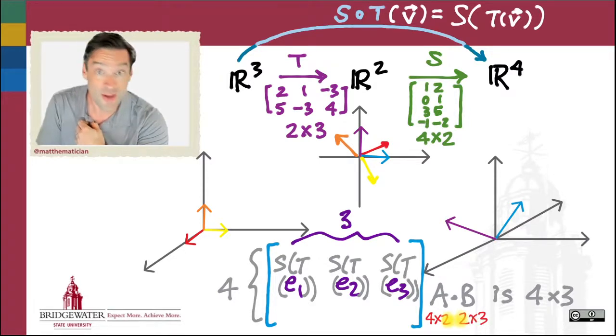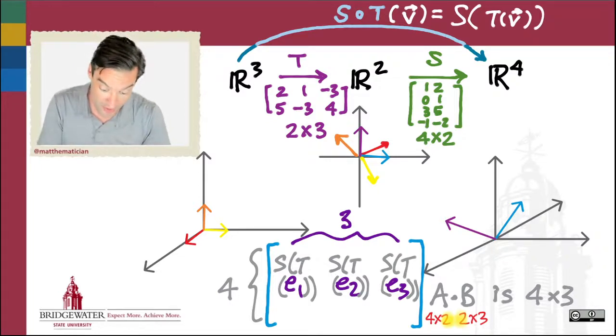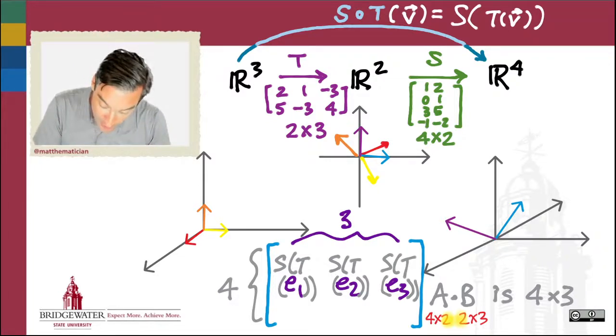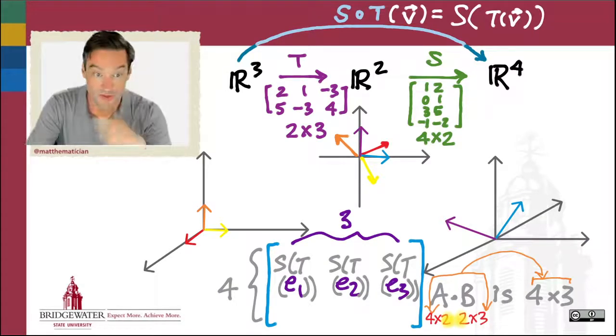If they don't match, then we can't actually compose those two linear transformations, and so the matrix product makes no sense. But then it's the other two numbers that are telling me the number of rows and columns in the product matrix, 4 by 3, right? And that's where we get the dimensions of my product matrix.